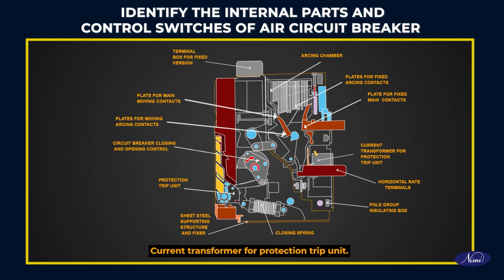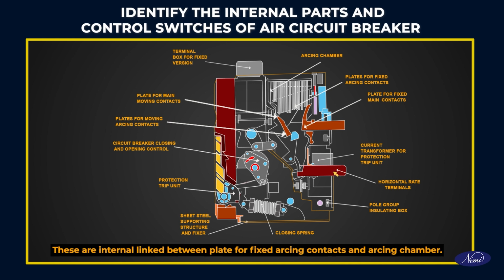Current transformer for protection trip unit. In an abnormal condition which draws more current, it helps to trip the unit. Pole group insulating box. The poles are insulated in this box. Horizontal rear terminals. These are internally linked between the plate for fixed arcing contacts and the arcing chamber.